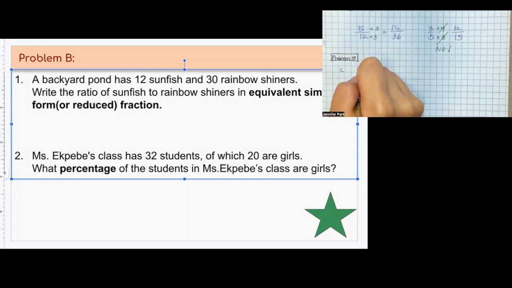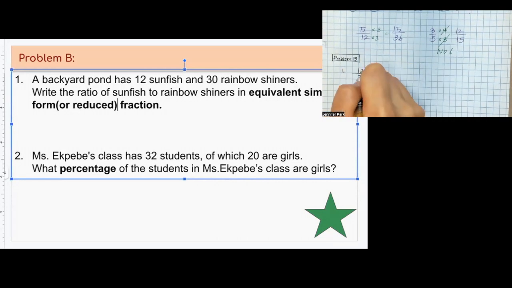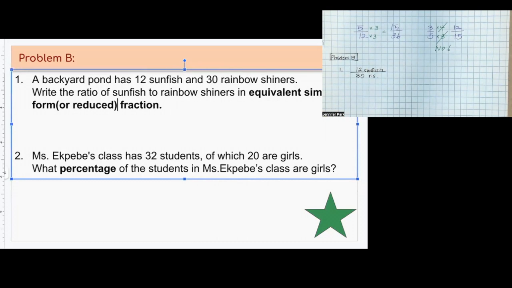So number one, first of all, let's write the ratio of sunfish. There are 12 sunfish and 30 rainbow shiners. I'm going to put rainbow shiners. So that's 12 over 30. But they want us to write an equivalent fraction that is reduced. So we're going to reduce this fraction.